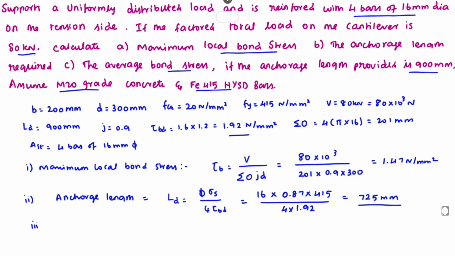Next is the third question. If the anchorage length is provided as 900 mm, what is the average bond stress? Now tau BD equal to phi into sigma S divided by 4 into LD. Substituting again, phi is 16, sigma S value is 0.87 into Fy, that is 415, divided by 4 into LD value, which is given as 900. Solving this, we get the value of 1.6 Newton per mm square.